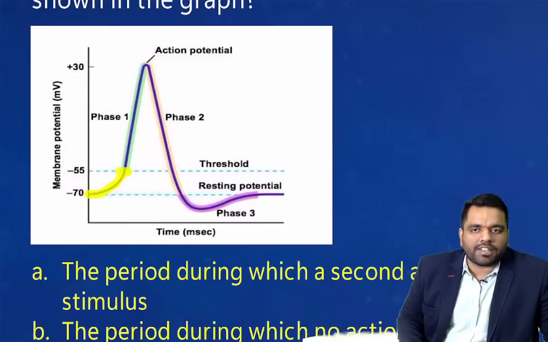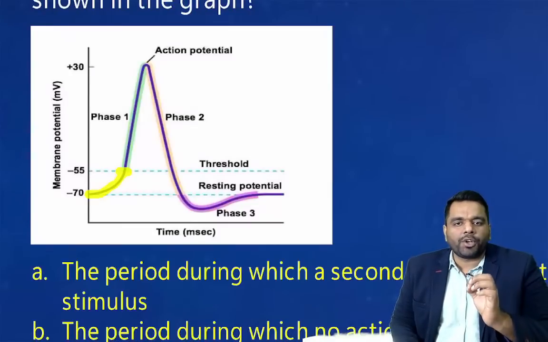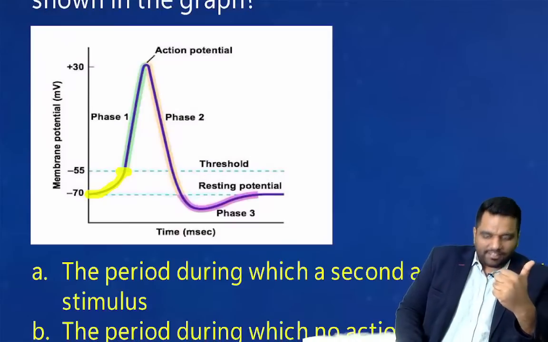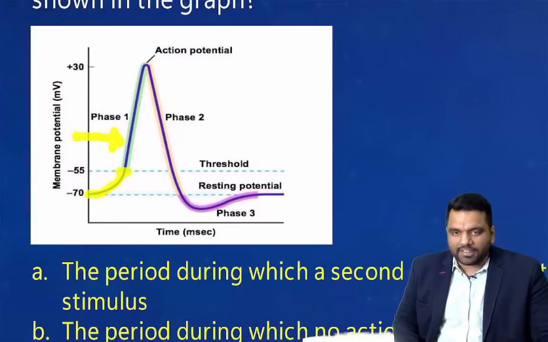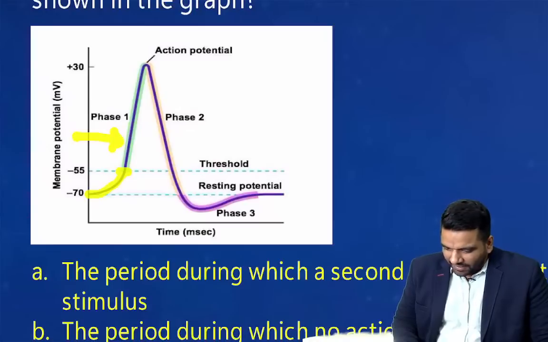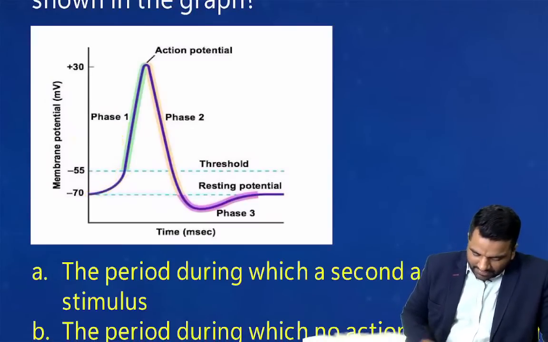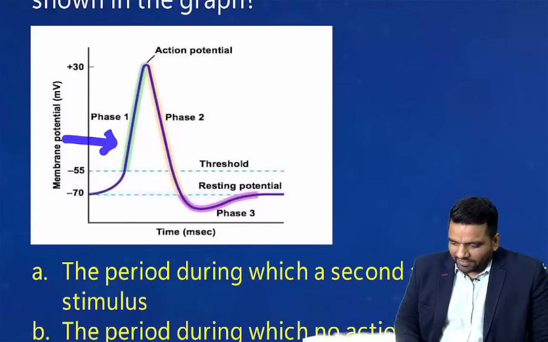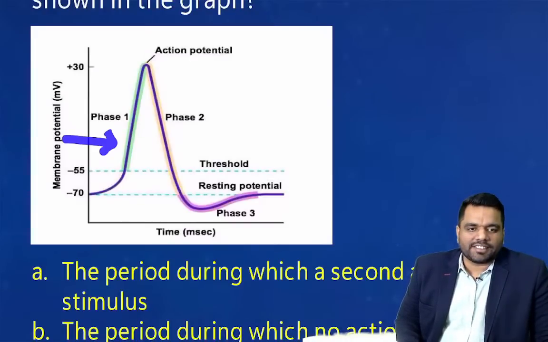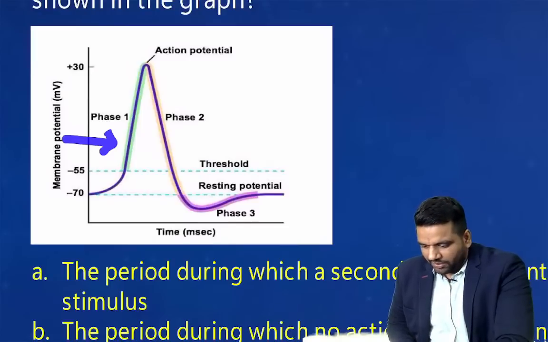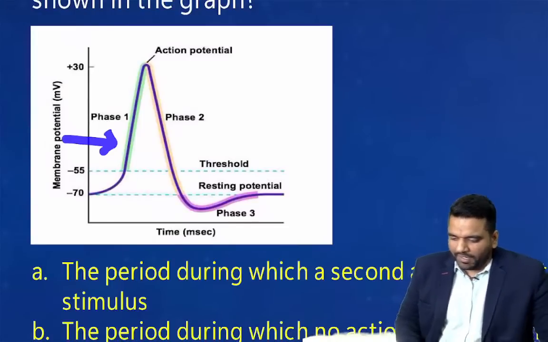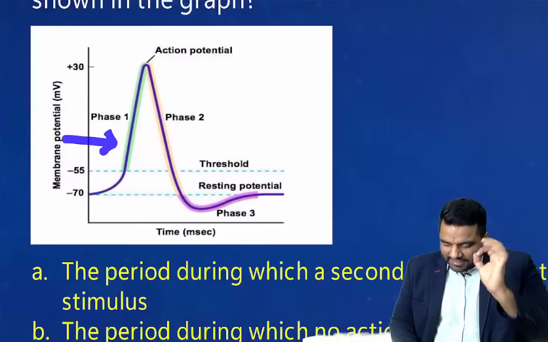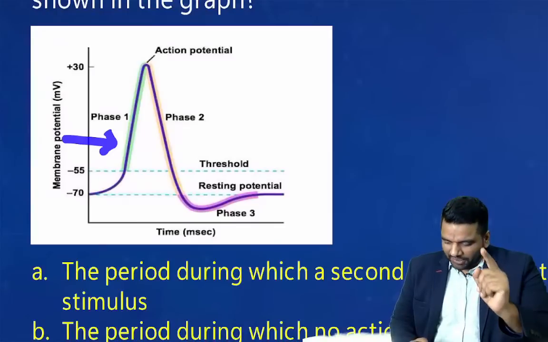And once it reaches the threshold value, what happens? The nerve is going to be excited very suddenly. Which ion is going to move inside the cell in phase 1? Please tell me. Yes, very good. This is the sodium influx. You remember very well.